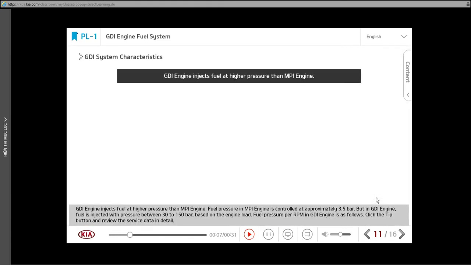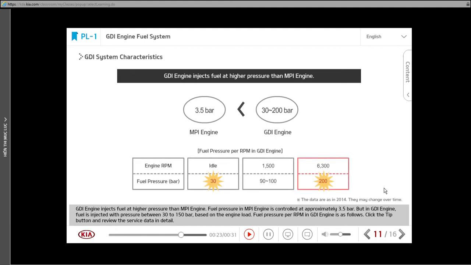GDI engine injects fuel at higher pressure than MPI engine. Fuel pressure in MPI engine is controlled at approximately 3.5 bar. But in GDI engine, fuel is injected with pressure between 30 to 150 bar, based on the engine load. Fuel pressure per RPM in GDI engine is as follows. Click the tip button and review the service data in detail.